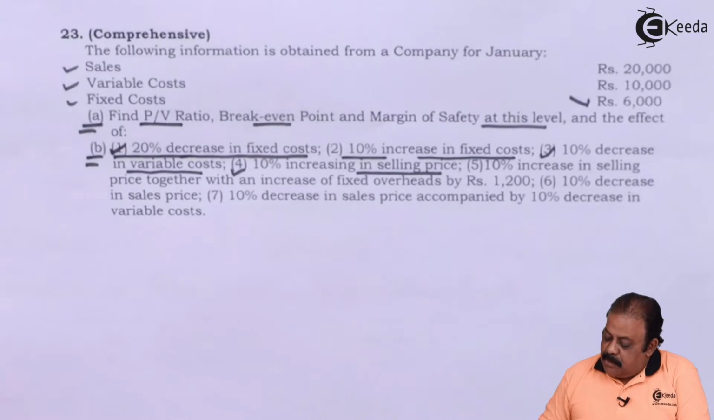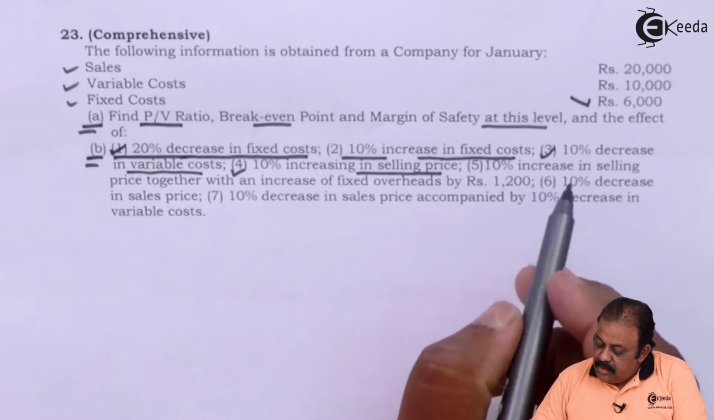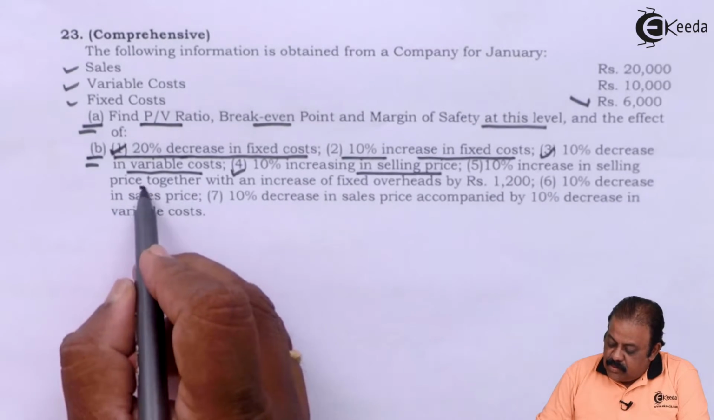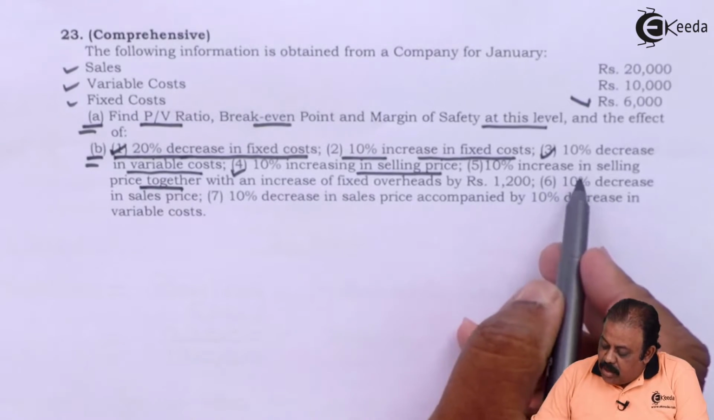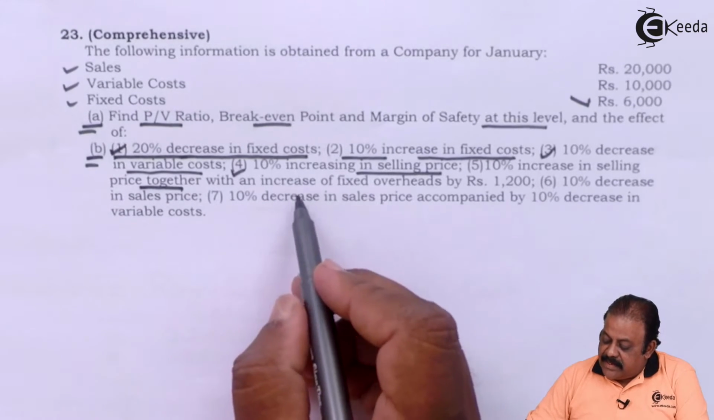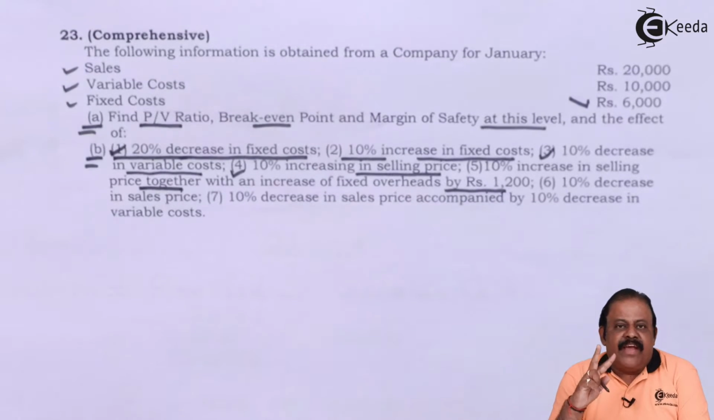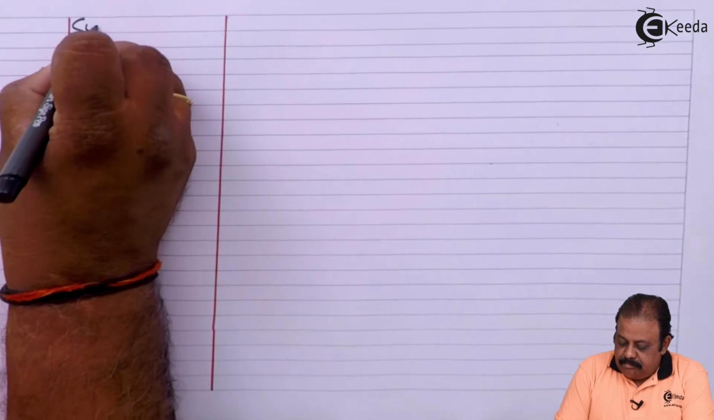Next part of the question, the sub question says 10% increase in selling price, meaning selling price will go up by 10%, with an increase of fixed overheads by rupees 1,200. That means here two variables have been changed.